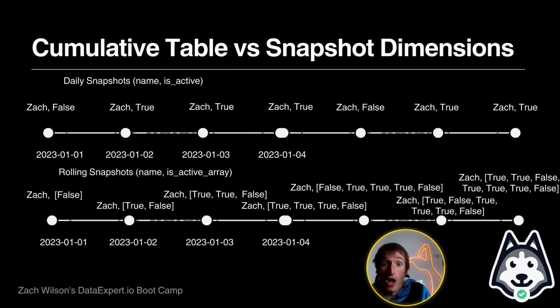And it's significantly smaller than the daily snapshots data. Because if you look at this last partition here, you only have Zach one time, and then you have 7 Booleans. Up here, you have Zach 7 times and 7 Booleans. Booleans are pretty small, and since strings are big and Booleans are small, it actually cuts the data by more than half.